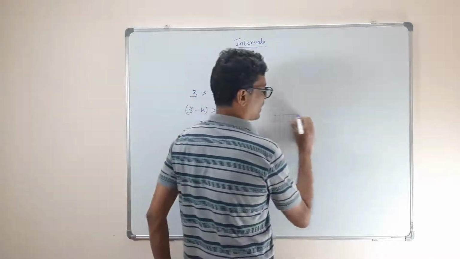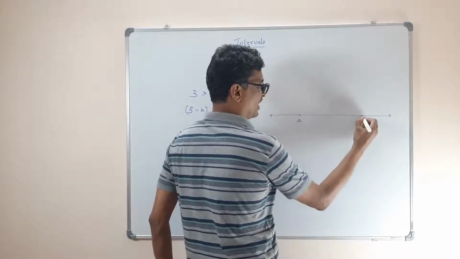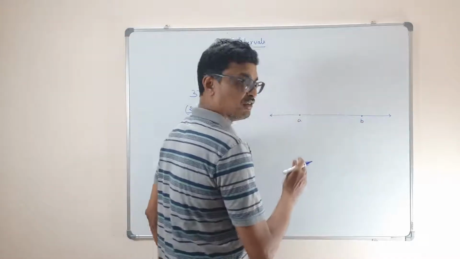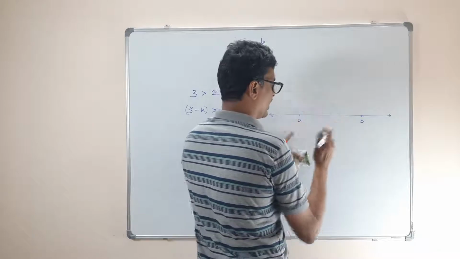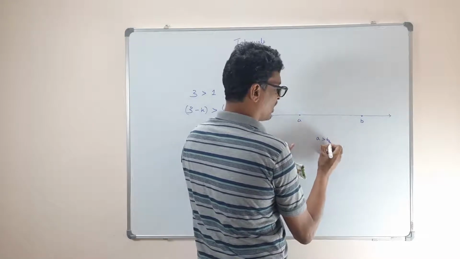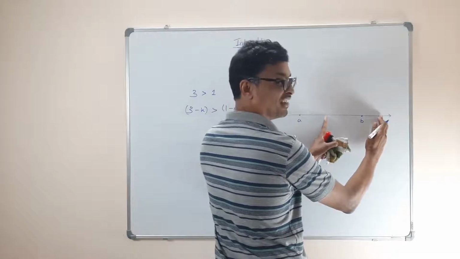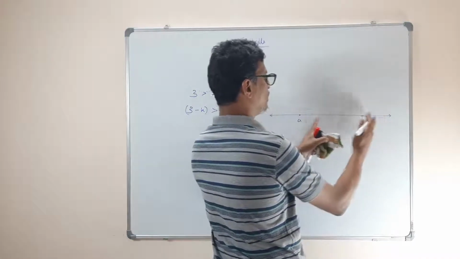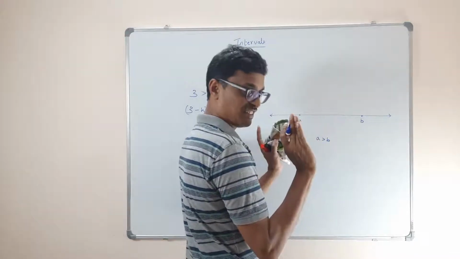Because if you think of a number line, you have two points, A and another point B. When you are adding, you are shifting them. So you are saying A is greater than B. Am I right? When I add a constant, you are shifting it ahead. When I am subtracting a constant, I am shifting it backwards. The inequality is not going to change at all.